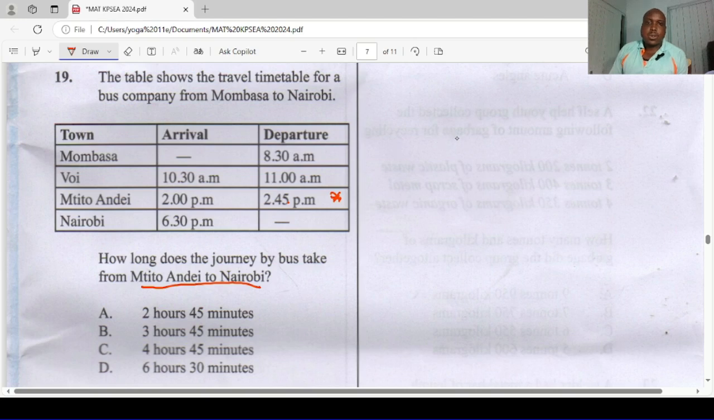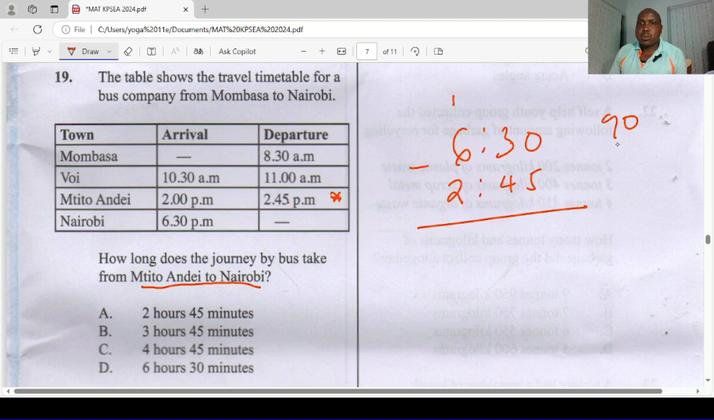So 6:30 minus the time it started, 2:45. Borrow 1 hour from here and make this 90 minutes. 90 minus 45, the answer is 45. So here we have 45. We borrowed 1 hour from here, now we remain with 5. 5 minus 2 is 3. So it will take 3 hours, 45 minutes.